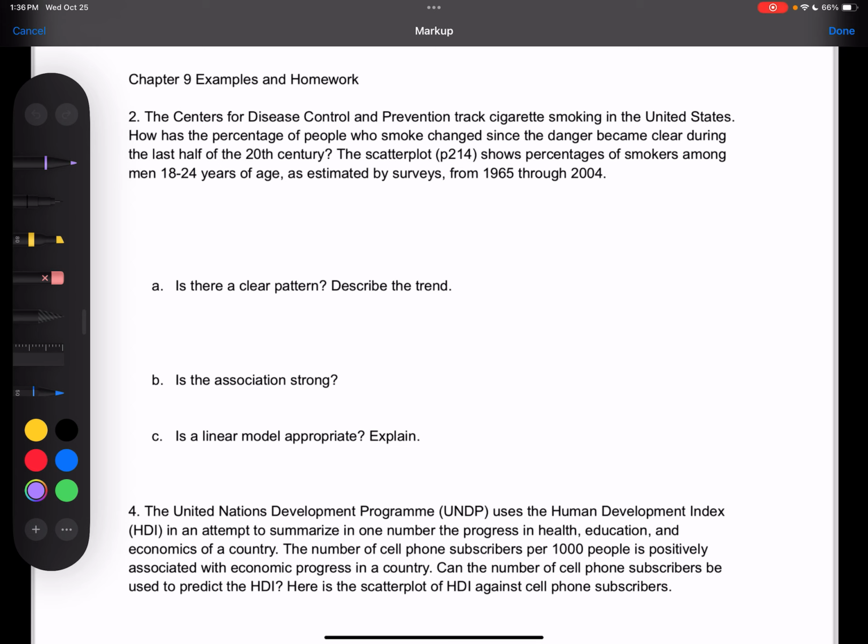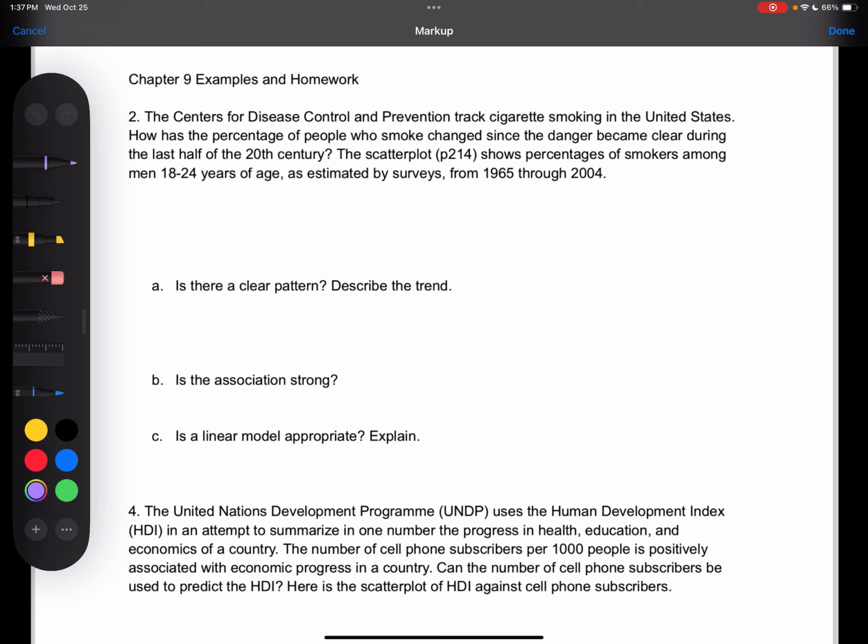So we have pie. The Centers for Disease Control and Prevention tracks cigarette smoking in the United States. How has the percentage of people who smoke changed since the danger became clear during the last half of the 20th century? The scatter plot, page 214, shows percentages of smokers among men 18 to 24 years of age as estimated by surveys from 1965 through 2004. So you can see that, page 214.